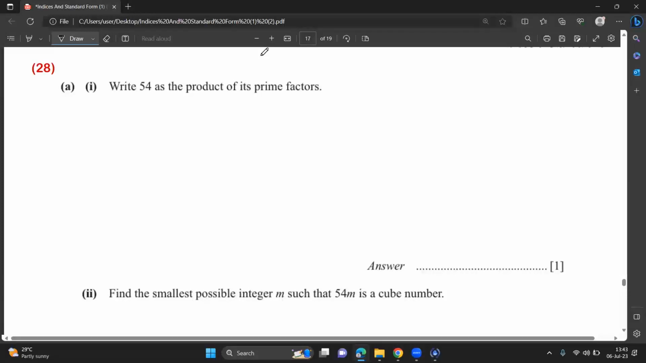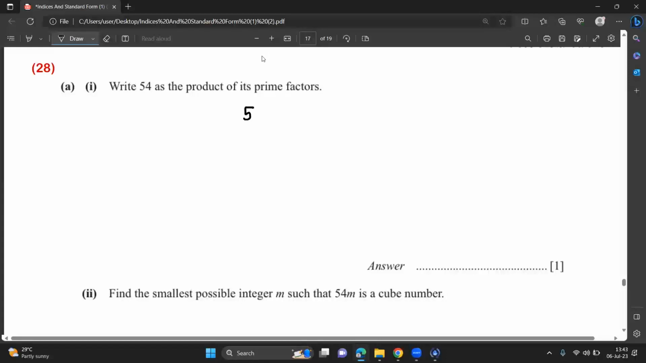Okay, is 4 a prime number? Why? Because it can be divided by 2, right? What's the first prime number? Is it 1 or is it 2? 1 is not counted as a prime number, so 2 is the first prime number. What's the next prime number? Next. Next. Next. Is 9 a prime number? No. Very good. 54, write 54 as a product of prime factors.